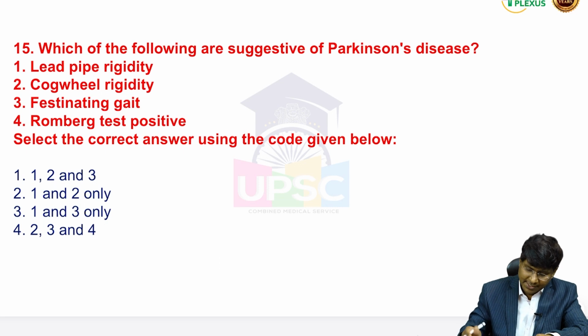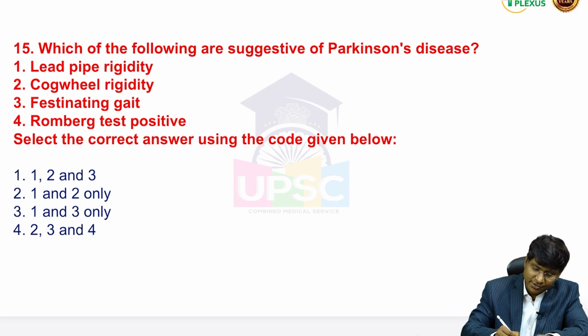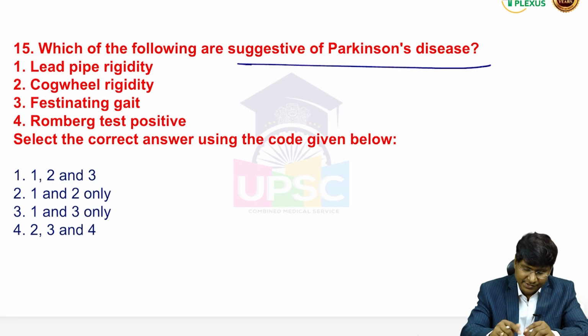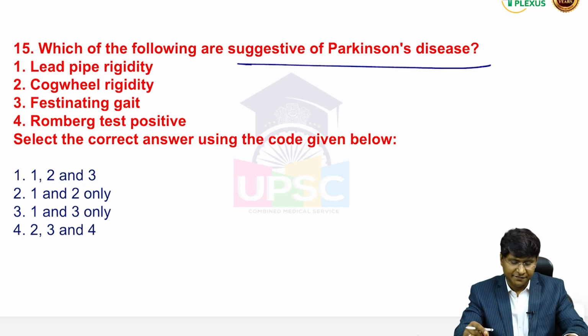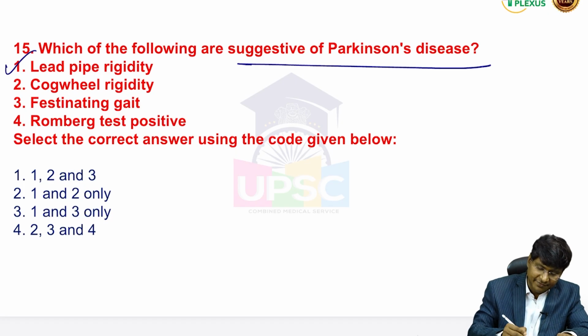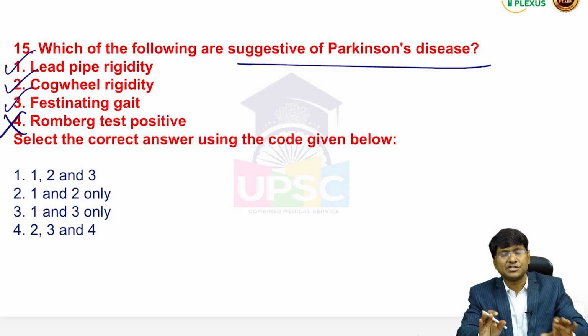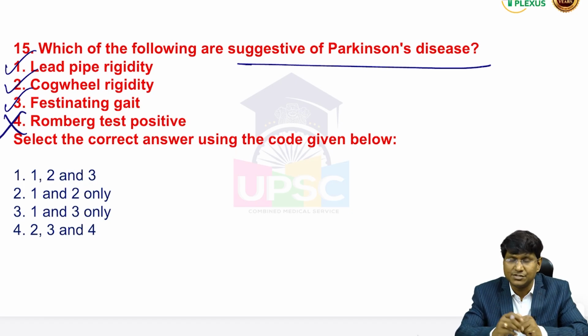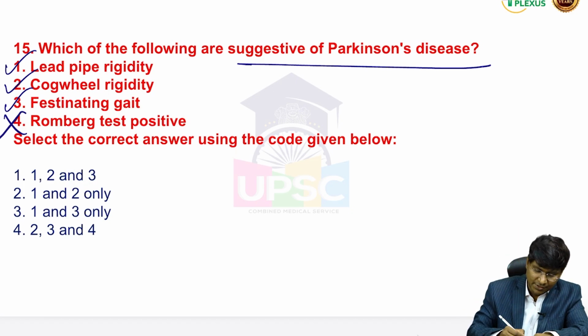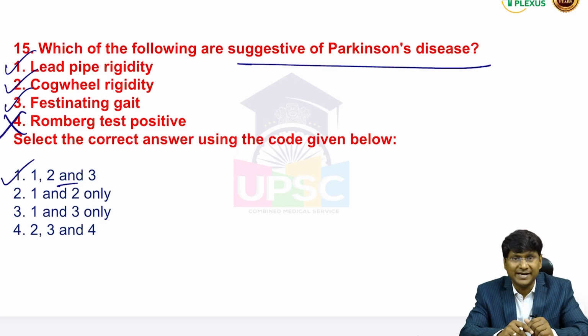Next question. This is almost a repeat question. Which of the following are suggestive of Parkinson's disease? Lead pipe rigidity, cogwheel rigidity, festinate gait and Romberg sign positive. Lead pipe rigidity will be there in the lower limbs, cogwheel rigidity in the upper limbs, and festinate gait in patients with Parkinsonism. Romberg's test positive is a feature of cerebellar damage, not of Parkinsonism. So the correct answer here is 1, 2 and 3.